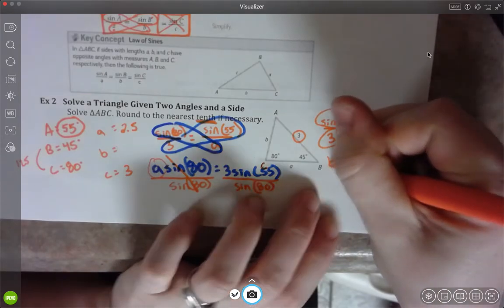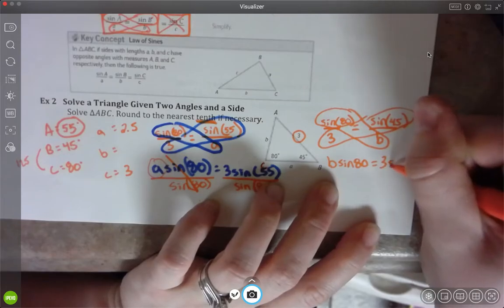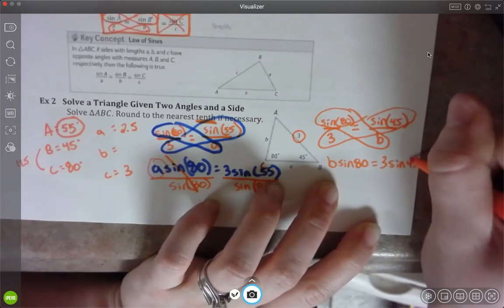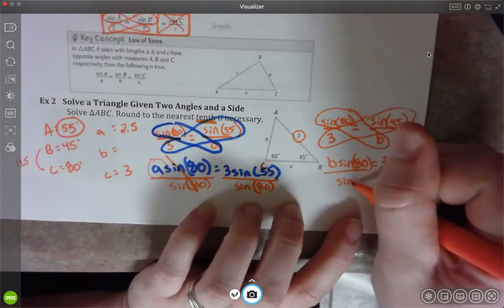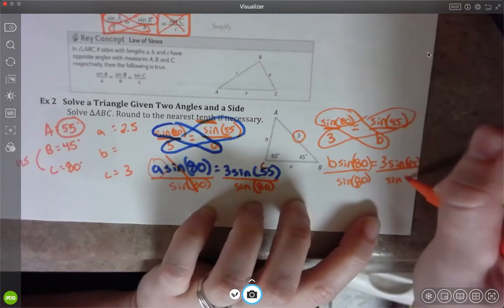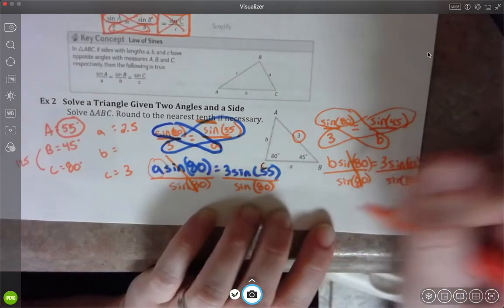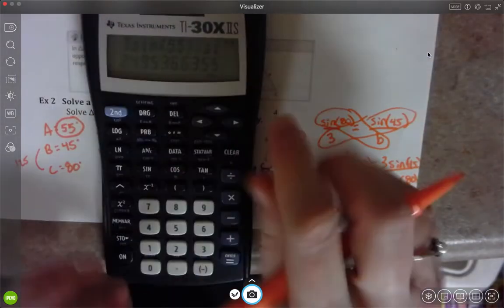So I have b times sine of 80 equals 3 times sine of 45. There he is. I'm going to divide by sine of 80. That will give me b by itself. And I can enter that all in at one shot. You try doing this.